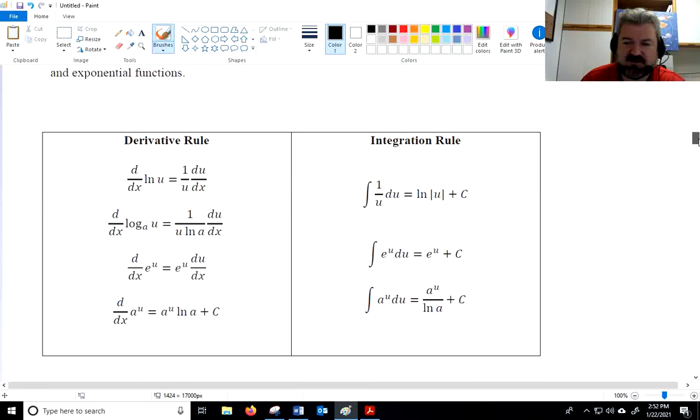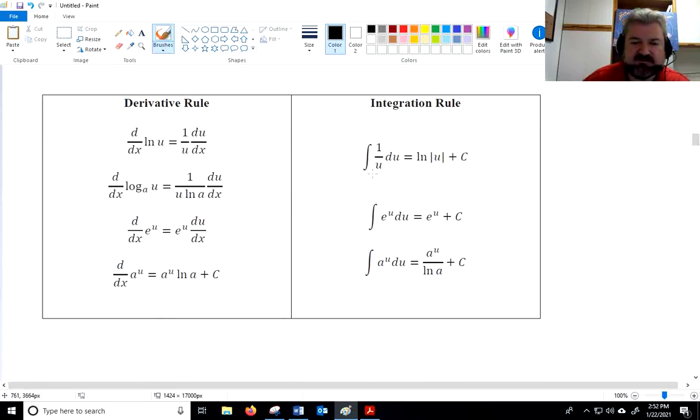So in summary, let's compare our derivative integration rules. The derivative of the natural log of u is 1 over u du dx. So the integral of 1 over u du is the natural log of the absolute value of u plus c. Now, we also have a log with other bases, which is really just a change of base formula. But the log base a is simply 1 over u, just like the natural log of u, but then also divided by the natural log of a. Notice I don't have an analogous integration rule for that special case because that natural log of a is just a constant, 1 over natural log of a, so it doesn't change anything.